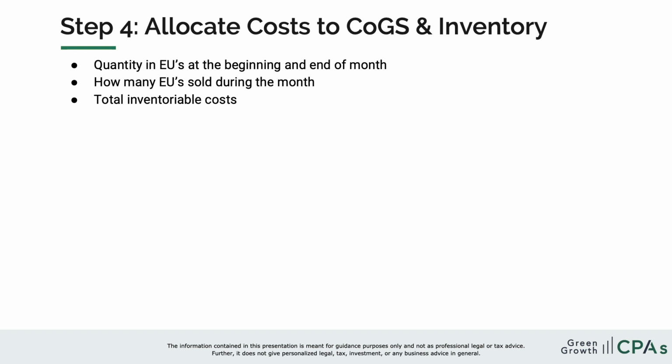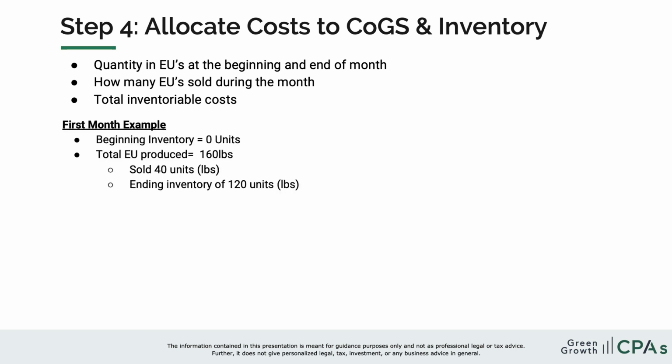Now, we're going to go over 2 examples, a first month example of a brand new business and a second month example. And again, I'm simplifying things here so you can really just look at, okay, we're putting some costs here and some costs here and why we're doing that. So the first month example, this one is the easiest to understand.